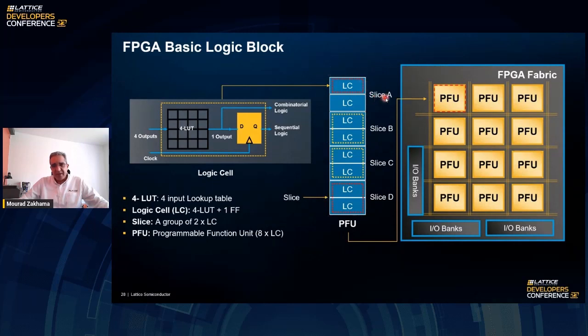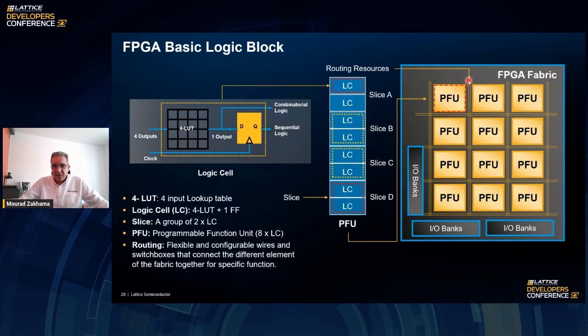So each slice will have a letter A, B, C, and D, and the collection of all these will be placed somewhere in the fabric. And there are routing resources that will go through all these PFUs. So that's how the FPGA is built, and you have the I/O banks to go in and out of the FPGA, but all the logic is built in these PFUs that you see across the board. The nice thing is this architecture is very scalable, so you can increase the number of PFUs to have a larger device.